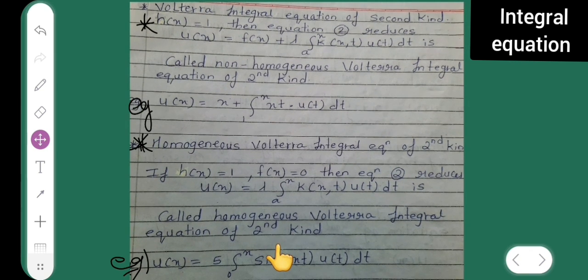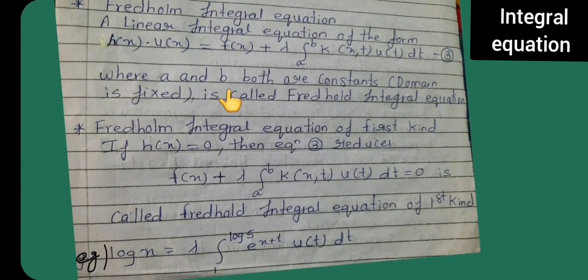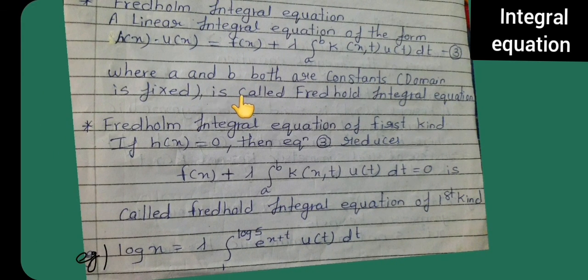Here I have given you all example. So this is my Fredholm integral equation, a linear integral equation of the form h of x into u of x is equal to f of x plus lambda integral from a to b k of x comma t u of t dt, and I have considered this integral equation to be 3, where a and b both are constants. Okay, these limits are constants and the domain is fixed. So it's called Fredholm integral equation.